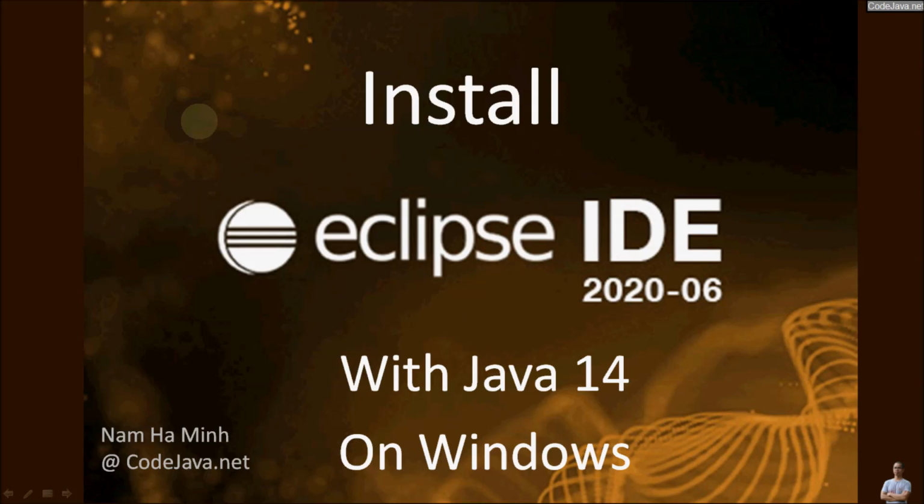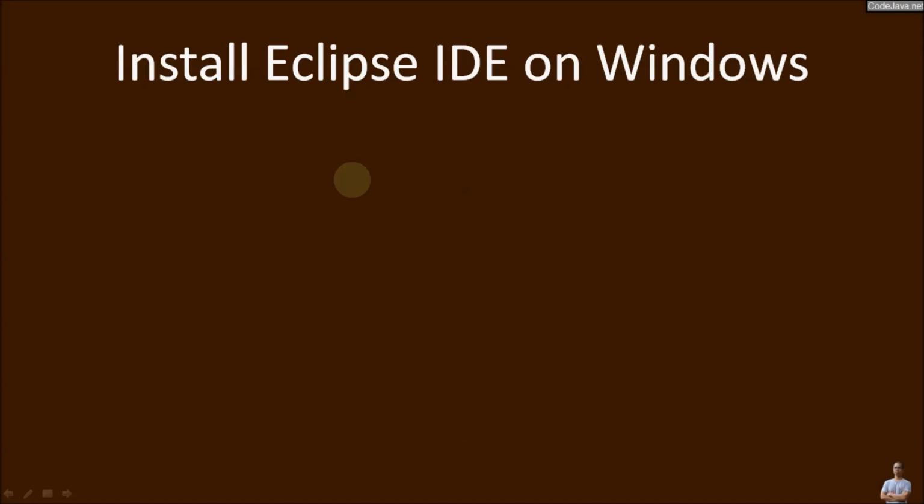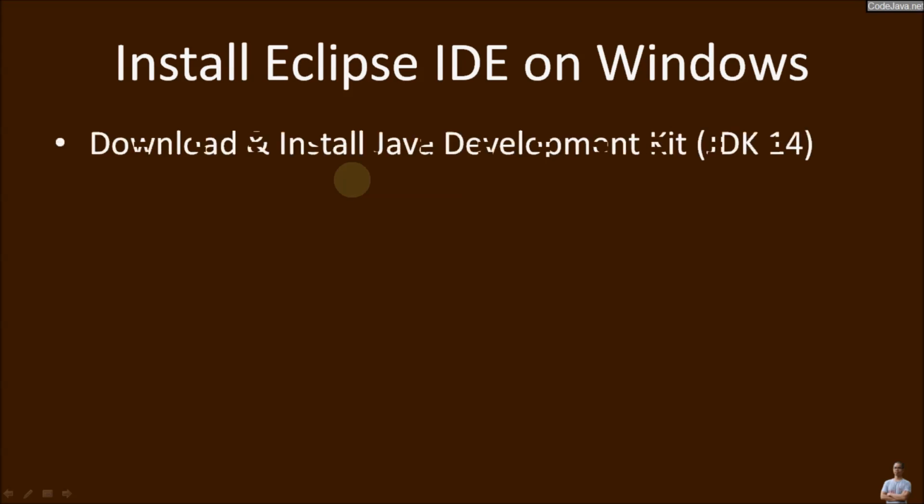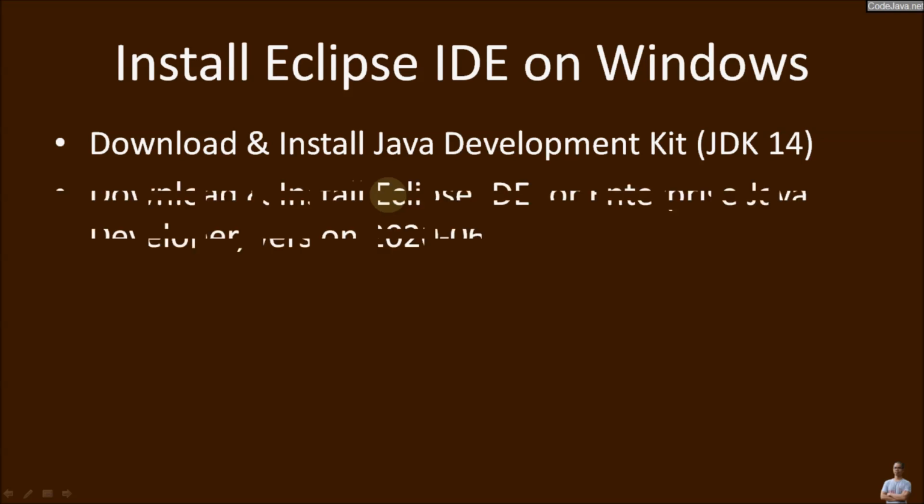Hi, in this video I'm going to help you get started with Java development on Windows operating system by downloading and installing Eclipse IDE, one of the most popular Java development tools. Suppose that you have a fresh computer with no Java programs installed, so you need to install Java Development Kit JDK because the Eclipse IDE requires a Java runtime environment to run, and JDK includes Java runtime environment.